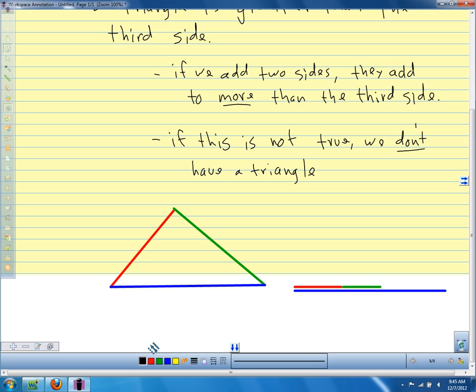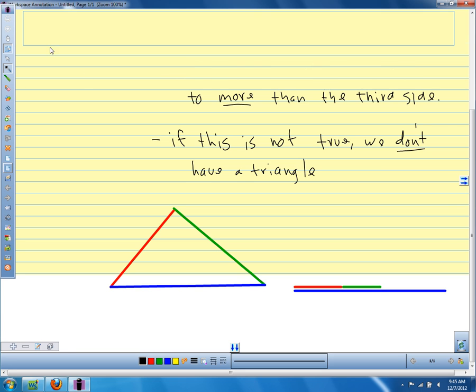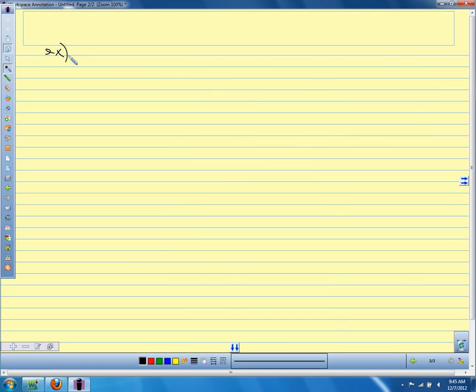So in order to have a triangle, any two of the sides, when we add them up, have to be longer than the third side. Any questions on what the triangle inequality is telling us? All right, let's look at a couple of problems, the way the problems might be given to you using the triangle inequality. We'll do three different problems. Can we make a triangle with these three sides?